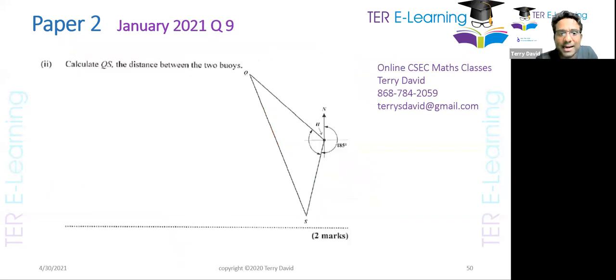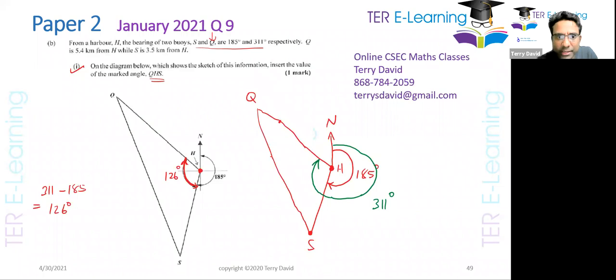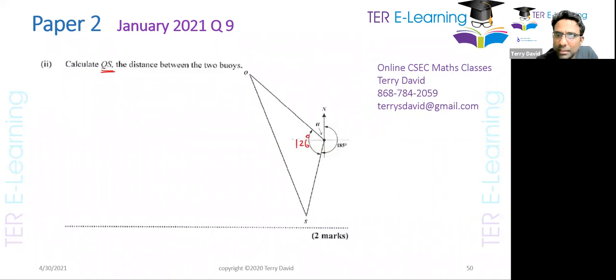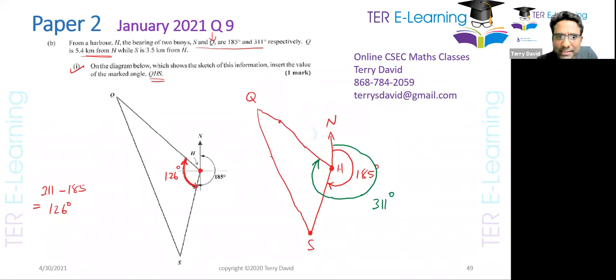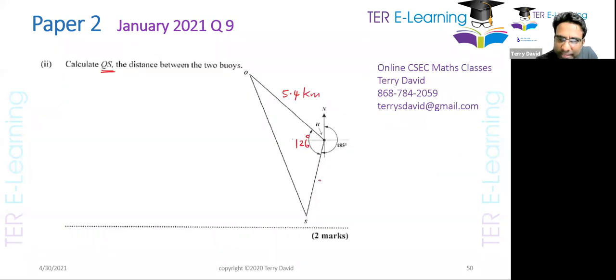Next thing they want us to do is to calculate the length QS. So we just worked out that angle. We got 126 degrees, right? And they also give us some lengths. If you go back to the question, they said Q is 5.4 kilometers from H. So this length here is 5.4 kilometers. The next thing they told us is that S is 3.5 kilometers from H. So this here is 3.5 kilometers, right?